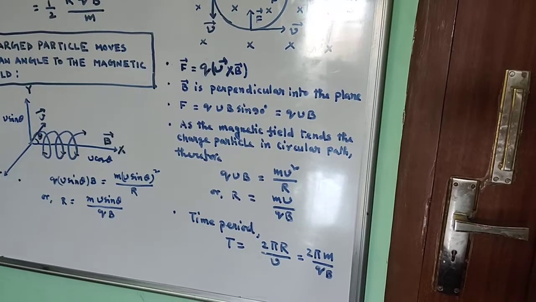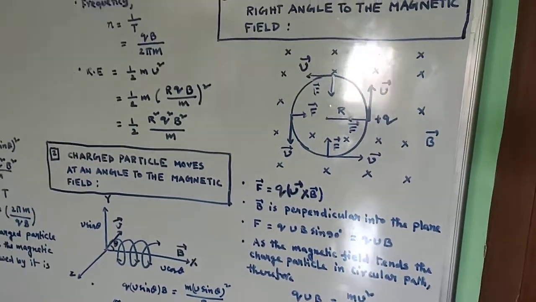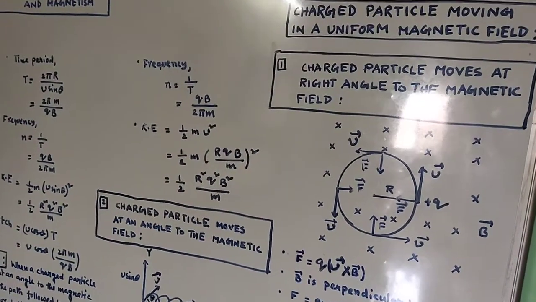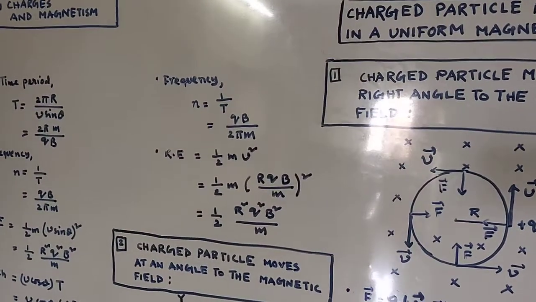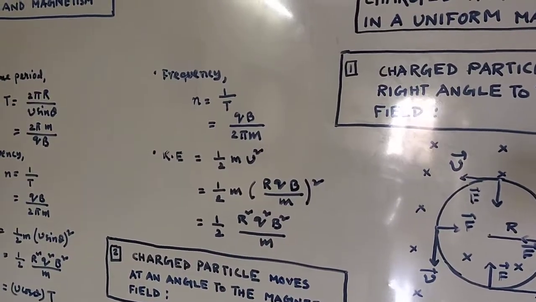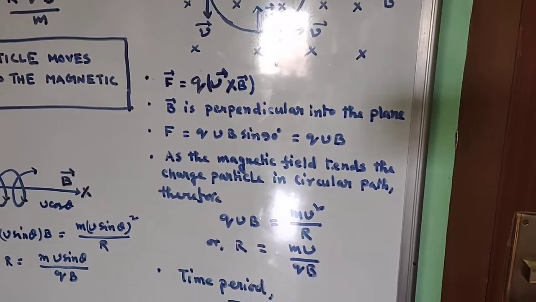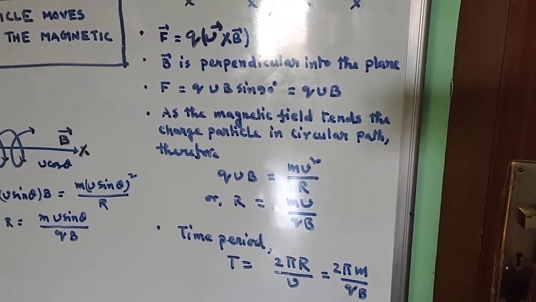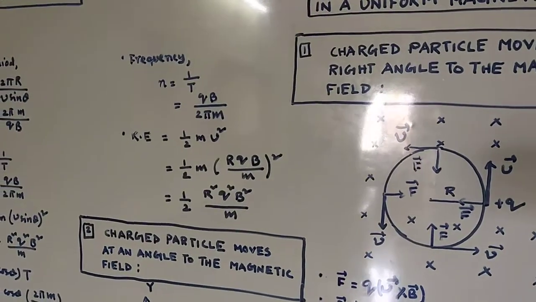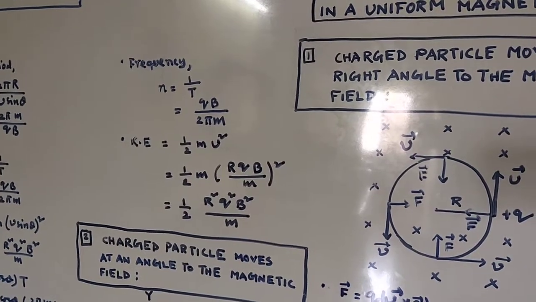As you are getting the expression for the time period, you will get the frequency, and the frequency is n equal to 1 by T. It is the reciprocal, that is qB by 2 pi m, and the kinetic energy is half mv square.